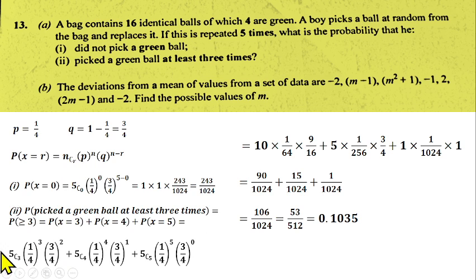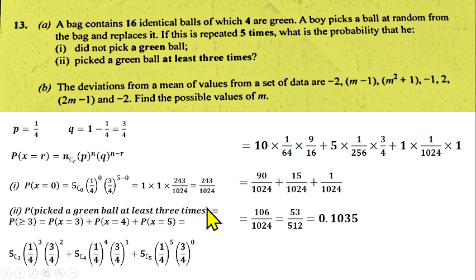So that means you'll be having 5 combination 3 into 1 over 4 raised to power 3 into 3 over 4 raised to power 5 minus 3, which gives us 2, plus the next one, 5 combination 4 into 1 over 4 raised to power 4 into 3 over 4, then 5 minus 4 gives us 1, plus 5 combination 5 into 1 over 4 raised to power 5 into 3 over 4, then 5 minus 5 gives us 0.